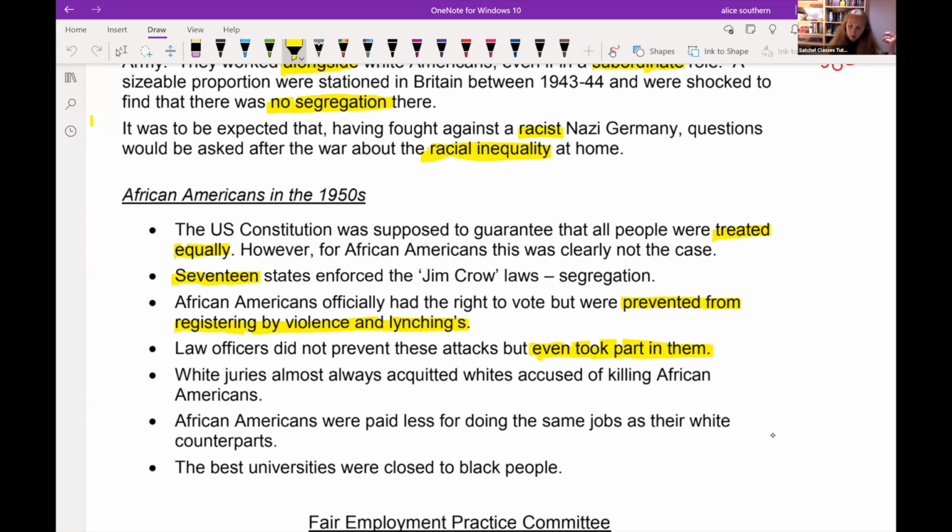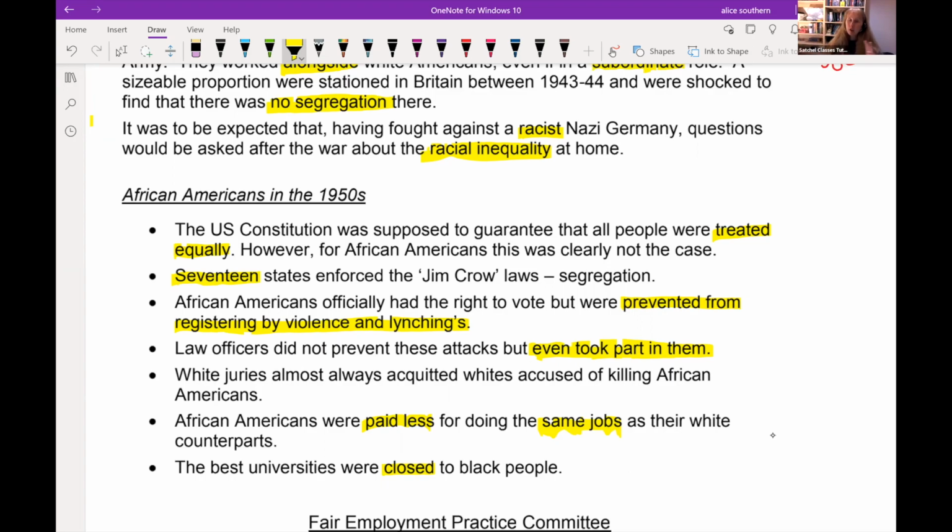White juries almost always acquitted, which means let off, whites accused of killing African Americans. All right. So if a white person killed an African American, more often than not, they wouldn't get punished for it. And then they were paid less for doing the same jobs as their white counterparts, and the best universities were closed to Black people. So we can see why there's an appetite for change. But again, had the Second World War not happened, this would all just seem normal. There would be no questioning of it.